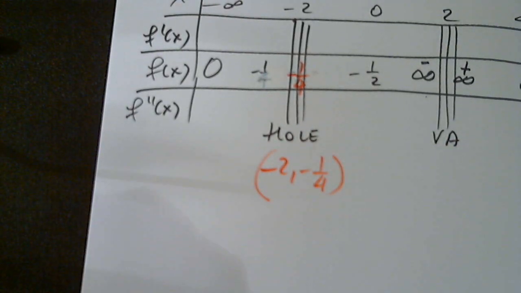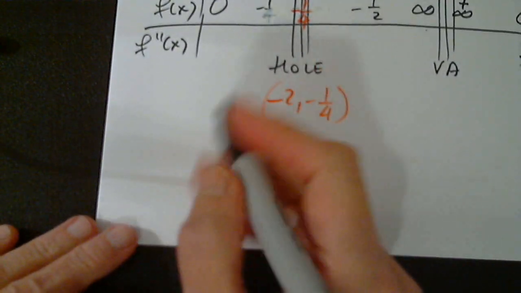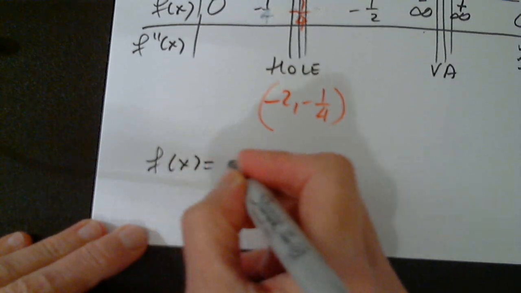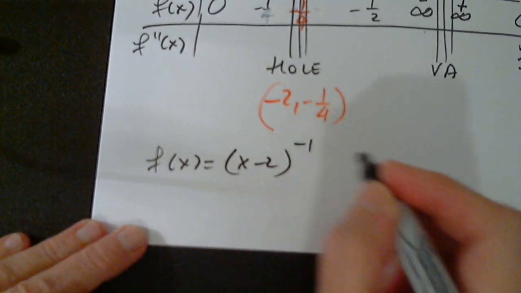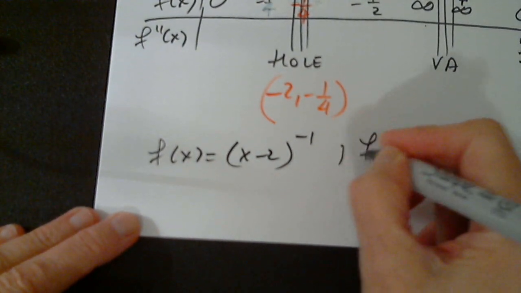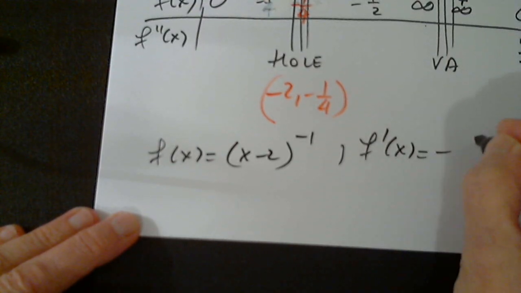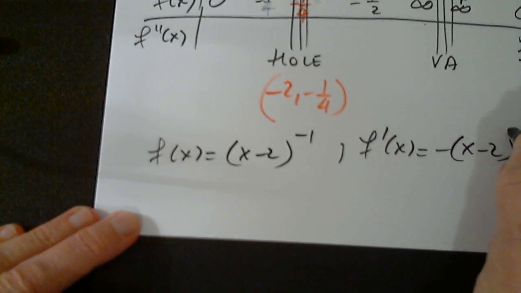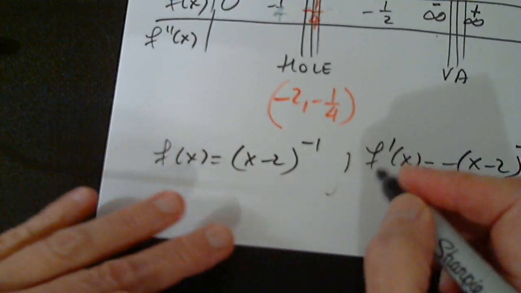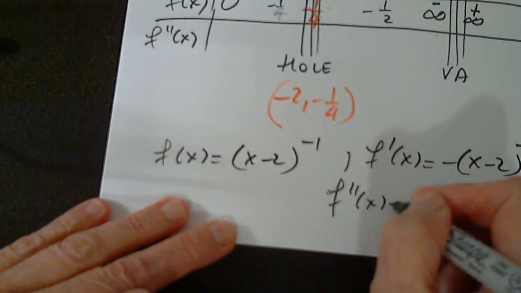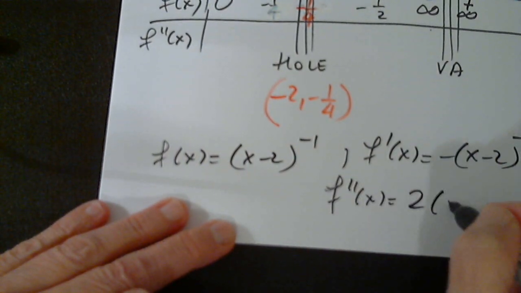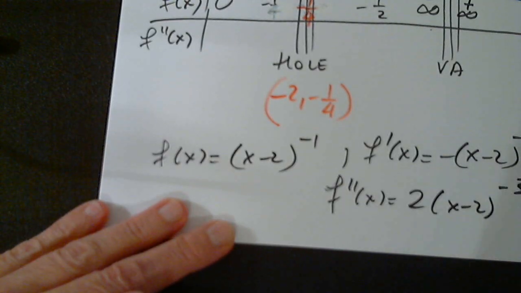And there is nothing else we can find here about the function from the function itself. And when I differentiate to find f prime, so this is f of x, which is x minus 2 to negative 1. When I differentiate to find f prime of x, I get negative x minus 2 to negative 2, and then the second derivative would be 2 x minus 2 to negative 3.